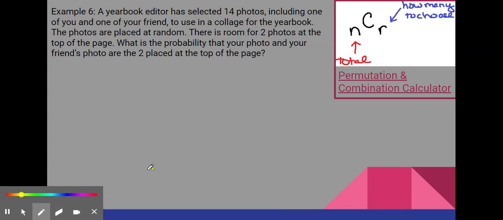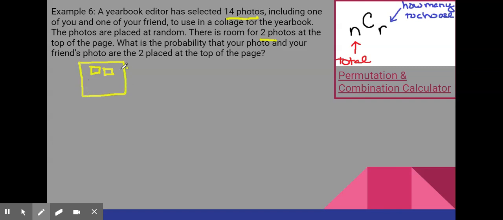Okay, and for this one, again, similar to probability for permutation, it's a probability question. There's 14 total photos, and there's room for 2 at the top of the page. Now, it doesn't matter what 2 go there or what order they're placed in. You just want a picture of you and your friend, but it doesn't matter if you put the one from you guys at the soccer game first, and then the one of you in your classroom second. It doesn't matter that order. You just want your 2 photos to appear at the top of the page in the yearbook. So this is a choosing one.